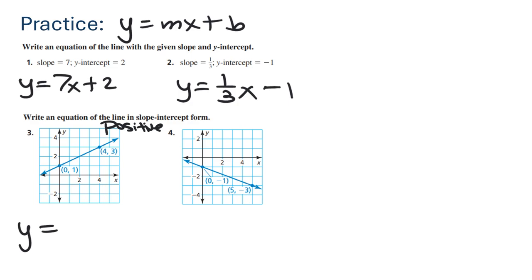How many do we have there? What do we have here? 1, 2. It went up 2, right? And went over how many? 1, 2, 3, 4. Correct. Can you simplify that to what? Half. So y equals one half x, plus what? Plus 1. There you go.